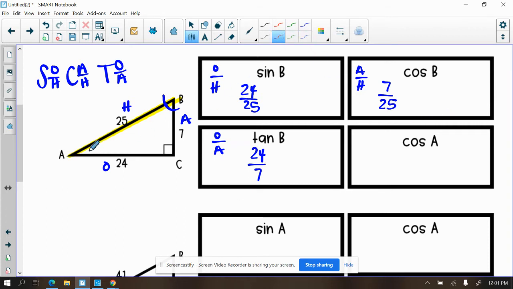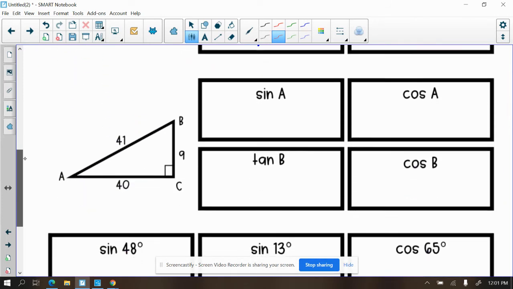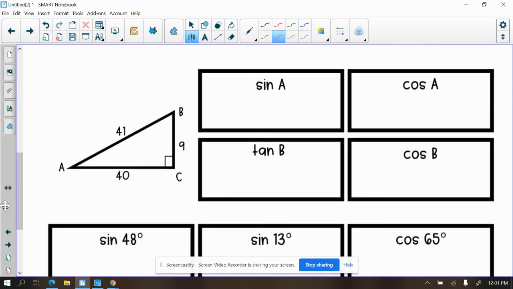Then the last one, cosine of A. So now we're looking at angle A. Cosine is adjacent over hypotenuse. For angle A now, we need to relabel our sides. Adjacent would be 24, opposite would be 7, and the hypotenuse always stays the same. So now adjacent over hypotenuse is 24 over 25. All right, I'm going to scroll down, and what I want you to do is try this last one on your own really quick.